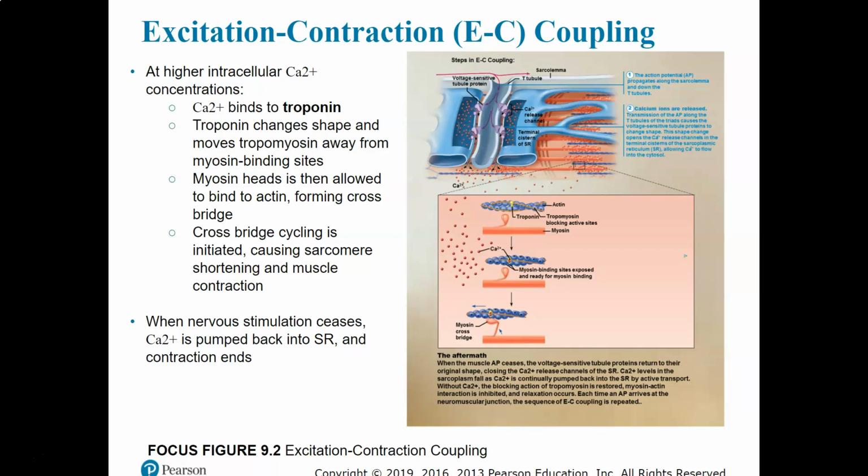Once that nervous stimulation ceases, because again, remember that the enzyme acetylcholinesterase is going to break down the acetylcholine, causing the sodium channels to close back up. The calcium ends up getting pumped back into the sarcoplasmic reticulum, and then troponin is going to move tropomyosin back over the myosin binding sites, and contraction ends. The muscle relaxes.